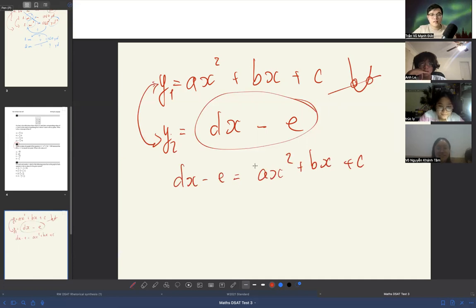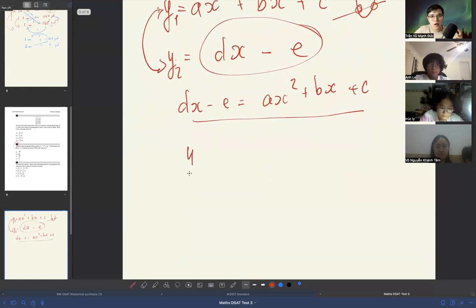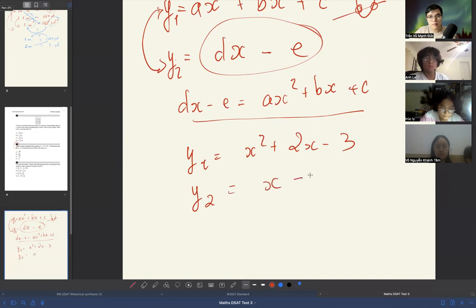Never mind. Next up, you have equalized these equations, and you can see that these equations form one single equation. In this case, it's very difficult because I placed it as d, e, a, b, c. Let's give it a practical example. Let's say y1 equals x squared plus 2x minus 3, and y2 equals x plus 4. If I want to find the intersection between these two graphs, I'm going to have to equalize these two equations, which is x plus 4 equals x squared plus 2x minus 3.